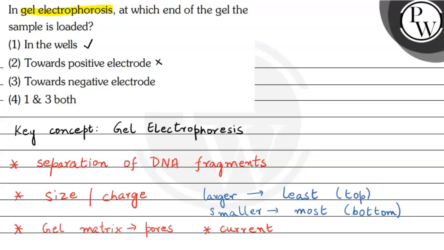The third option says towards the negative electrode. तो हमने देखा कि जहां पे हमने DNA को load किया, that is in the wells, that was towards the negative electrode, that is the cathode. So therefore, this statement is also correct.